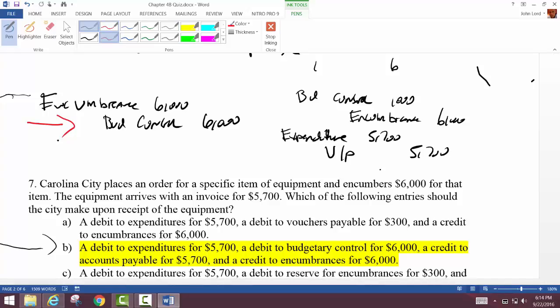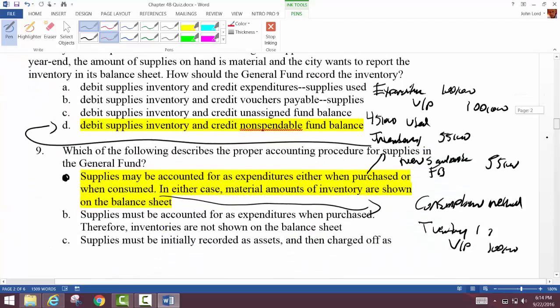Right? When the stuff comes in, what do I do? I reverse: debit budgetary control for 6,000, credit encumbrance for 6,000, and I debit expenditure and credit voucher payable for the actual. So is it true that I have a debit to expenditure of 5,700, a debit to budgetary control of 6,000, and a credit to, they're calling it accounts payable, okay, 5,700, and a credit to encumbrance for 6,000? Isn't that what just happened up there? Right? Okay. Okay, good.